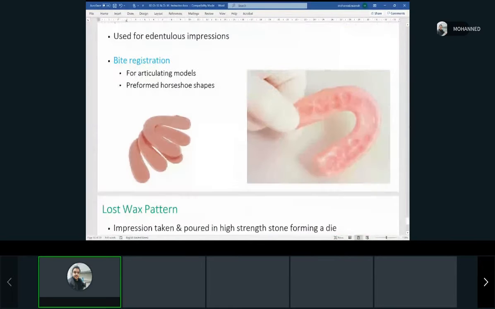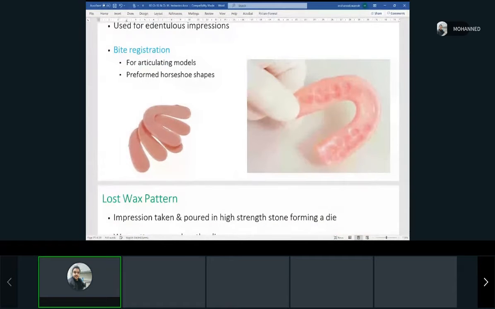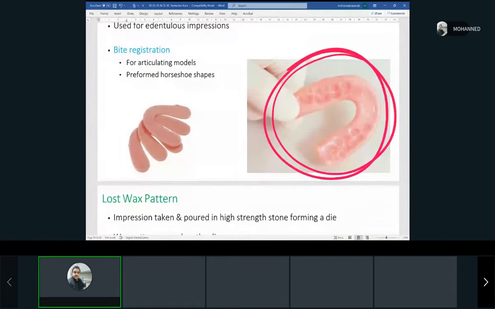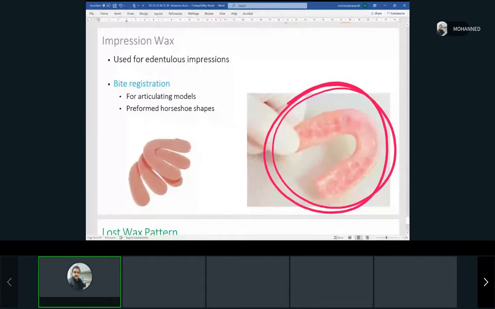And then the bite registration wax. Some people will use it to make bite registrations. Remember the bite registration we saw with the PVS that you put on the teeth? Sometimes they use wax for that. And impression wax, as I said, is not used anymore. It used to be used for edentulous impressions.